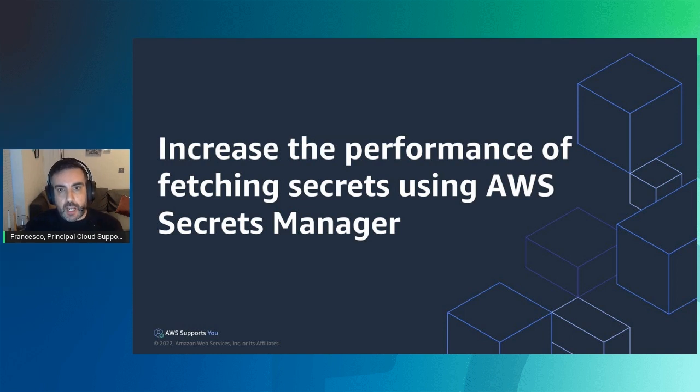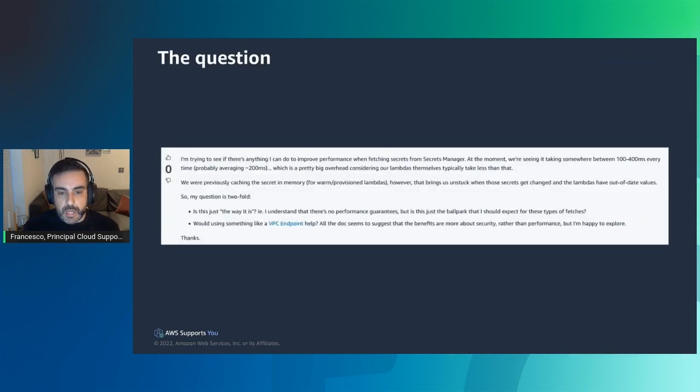So going next, I would like to answer this question. One of the users asked how they can increase the performance of fetching secrets using AWS Secrets Manager. The question revolved around figuring out how they could improve the speed, because they saw a latency of on average 200 milliseconds when retrieving secrets from Secrets Manager.